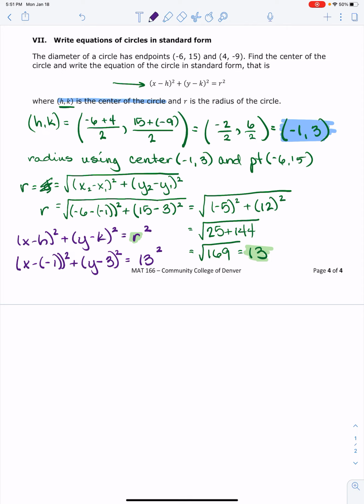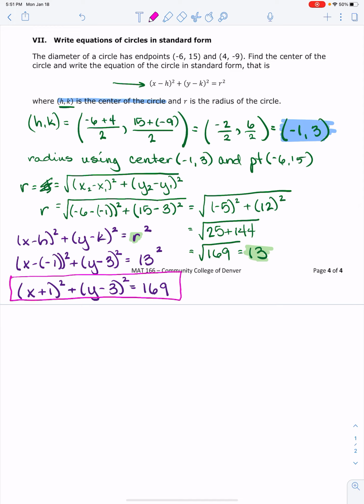Of course, I don't want to leave it written like that. We're going to write this as x plus 1 quantity squared plus y minus 3 quantity squared equals 169. I am not going to multiply out that x plus 1 and the y minus 3 squared. No reason to do it. Just looking at this, I know that it is the equation of a circle. And we're done.